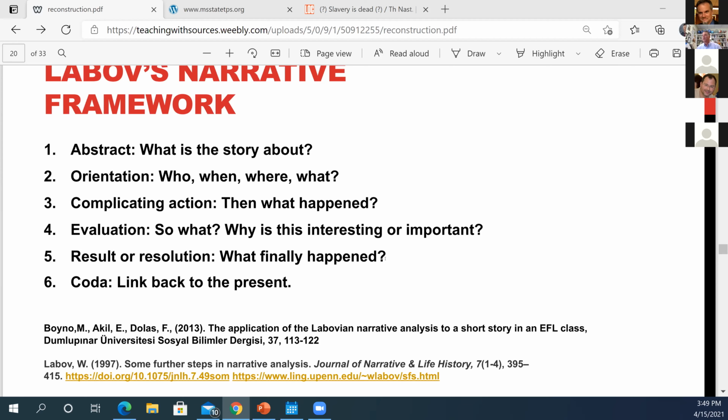My boat broke down. Then evaluation. So what? Why is this important? Then there's a resolution, and then we got to link it back to the present. So why is this important? A lot of times we ask students to write narratives, but we don't have them write good narratives.